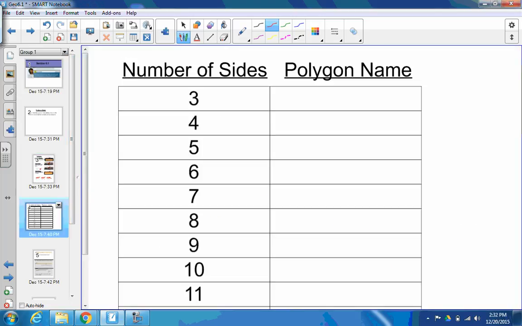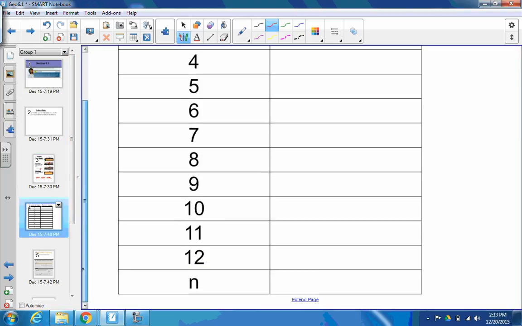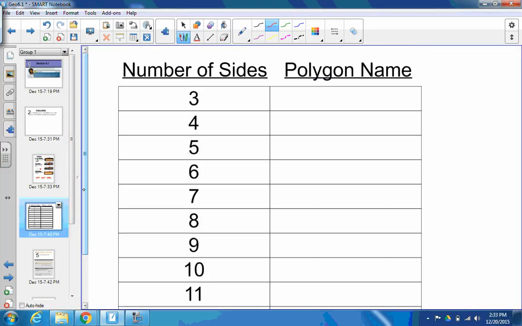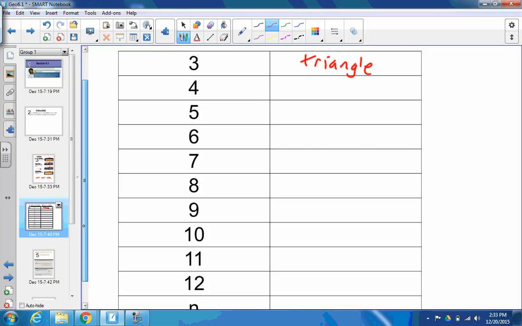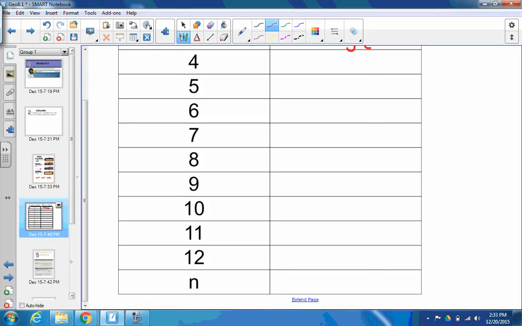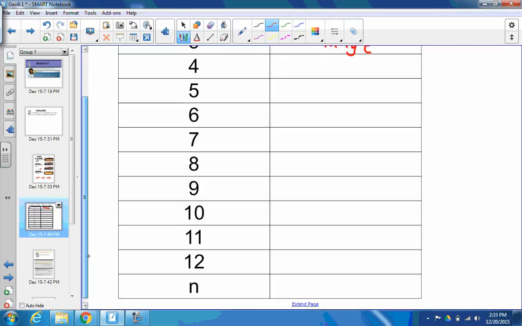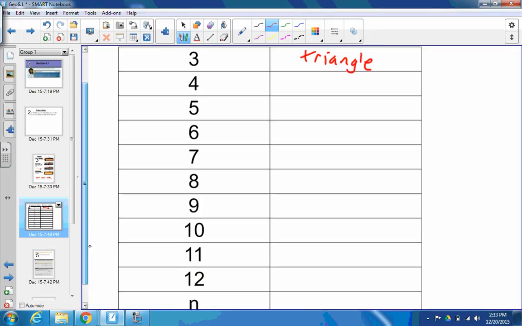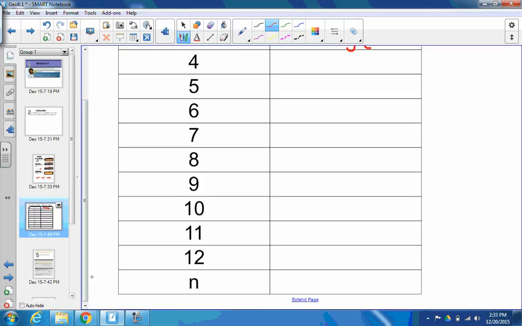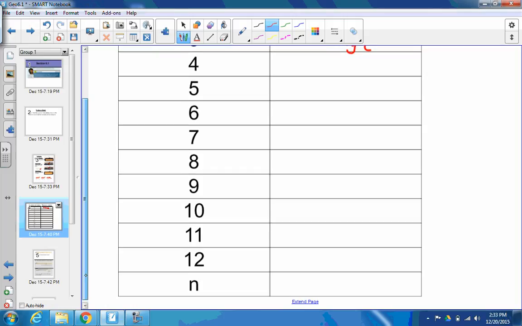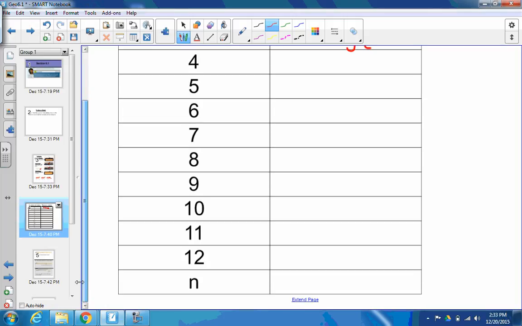Here's a whole bunch of different types of polygons, and I want to see how many of these you can figure out on your own. Hopefully you can figure out triangle. I've been working a lot with triangles, but try to figure out on your own 4 through 12. And if you can't figure those out, look them up. But then also what you would call a polygon with n sides.